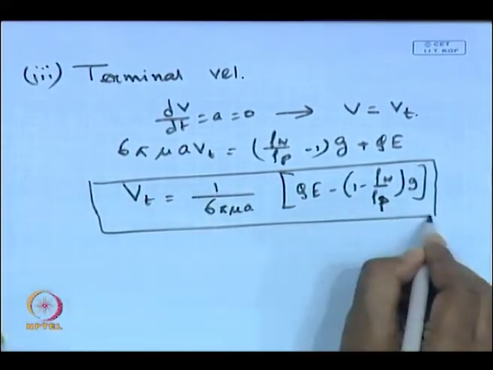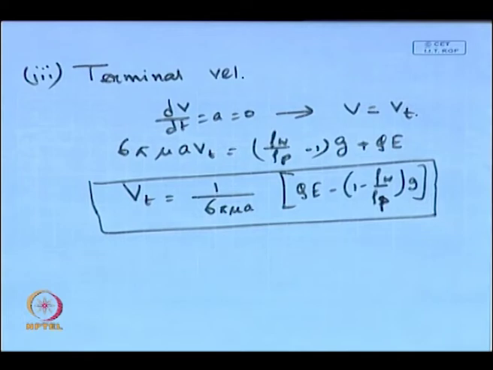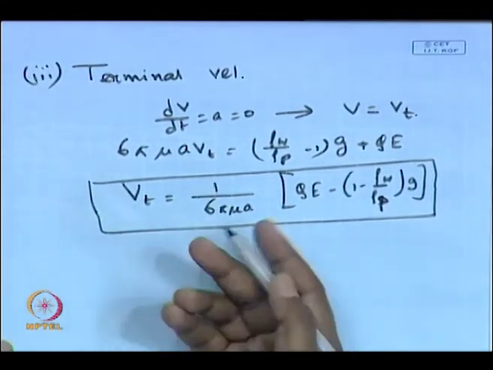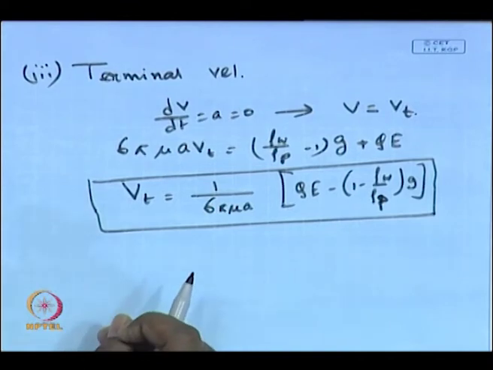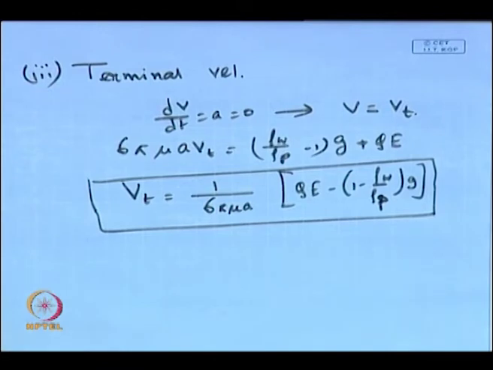E minus 1 minus rho w by rho p times g. In fact, from both the expressions, the previous one and this one, you must be getting the identical expression. Now, everything is known on the right hand side, and you will be able to calculate the terminal velocity in this particular manner.